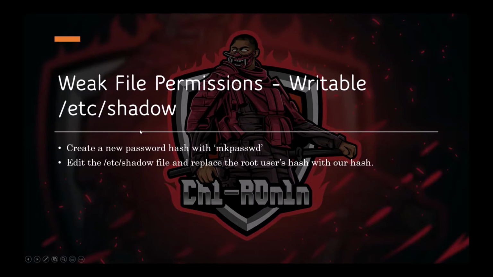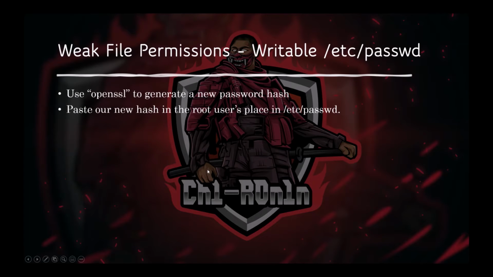And what about writable /etc/shadow files? We can use commands such as mkpasswd to create a new password hash and then edit the shadow file and replace it with the one that we created. What about writable /etc/passwd? We can use OpenSSL to generate a new password hash and then add that into the actual /etc/passwd file.